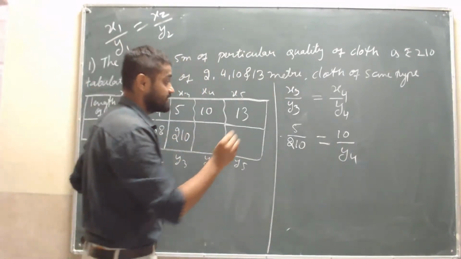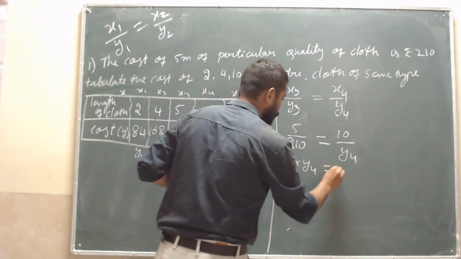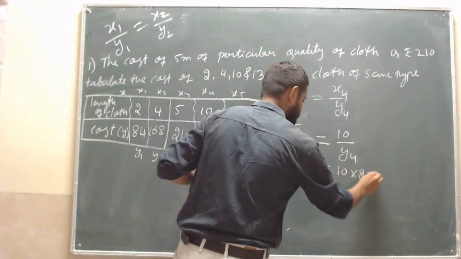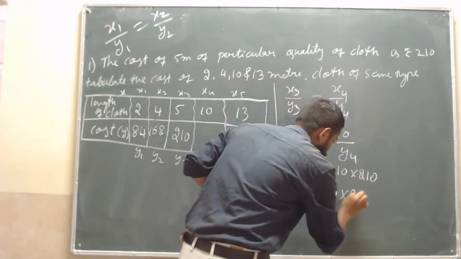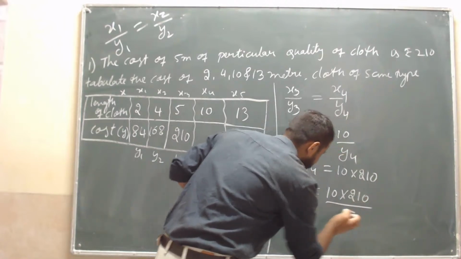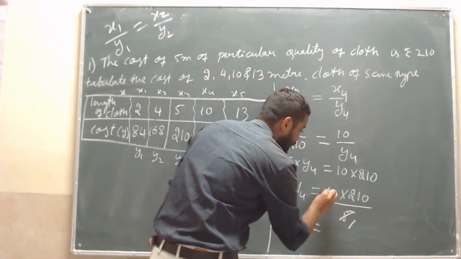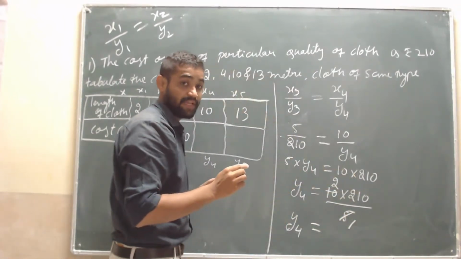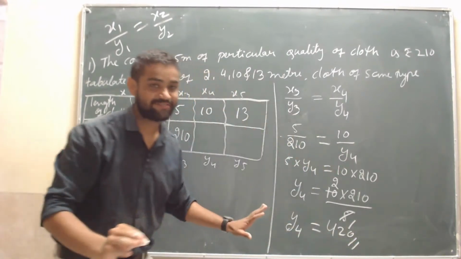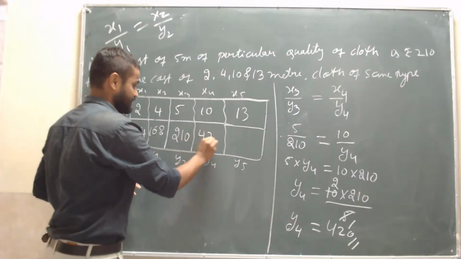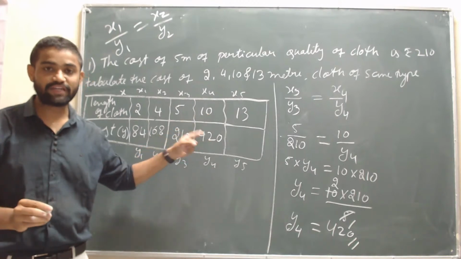Then cross multiply it, same as in the previous example, that is 5 into y4 is equal to 10 into 210. Then y4 is equal to 10 into 210 divided by 5. Then what is the value of y4? 5 ones are 5 and 5 twos are 10. Then y4 becomes 420 rupees. For 10 meters of cloth, we have to pay 420 rupees.